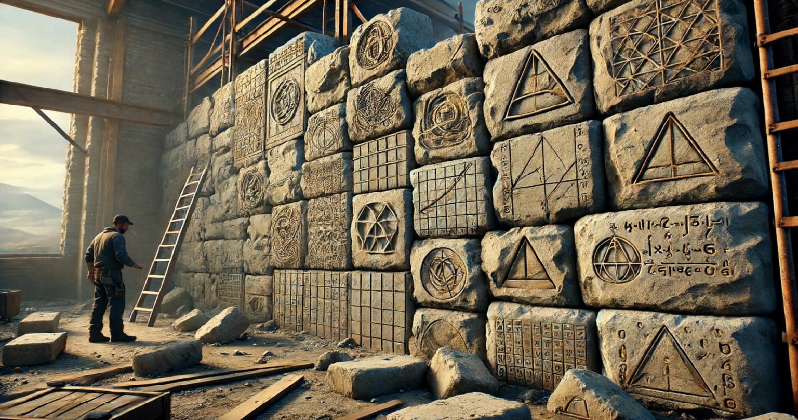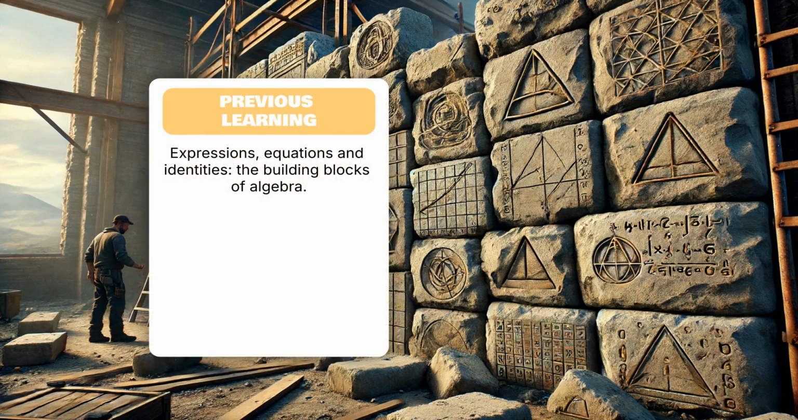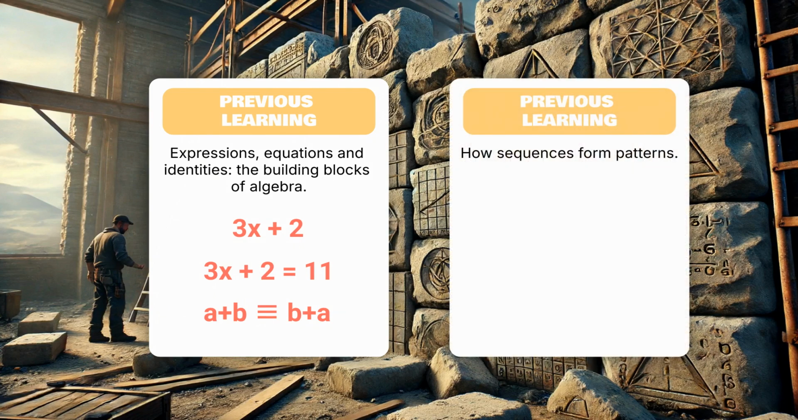Firstly, let's recap some essential concepts we've already tackled. Expressions, equations, and identities are the building blocks of algebra. An expression is a combination of numbers, variables, and operations. An equation states that two expressions are equal. And an identity is a special type of equation that is true for all values of the variable. We've also looked at how sequences form patterns. For instance, in an arithmetic sequence, each number is obtained by adding a constant value to the previous number.